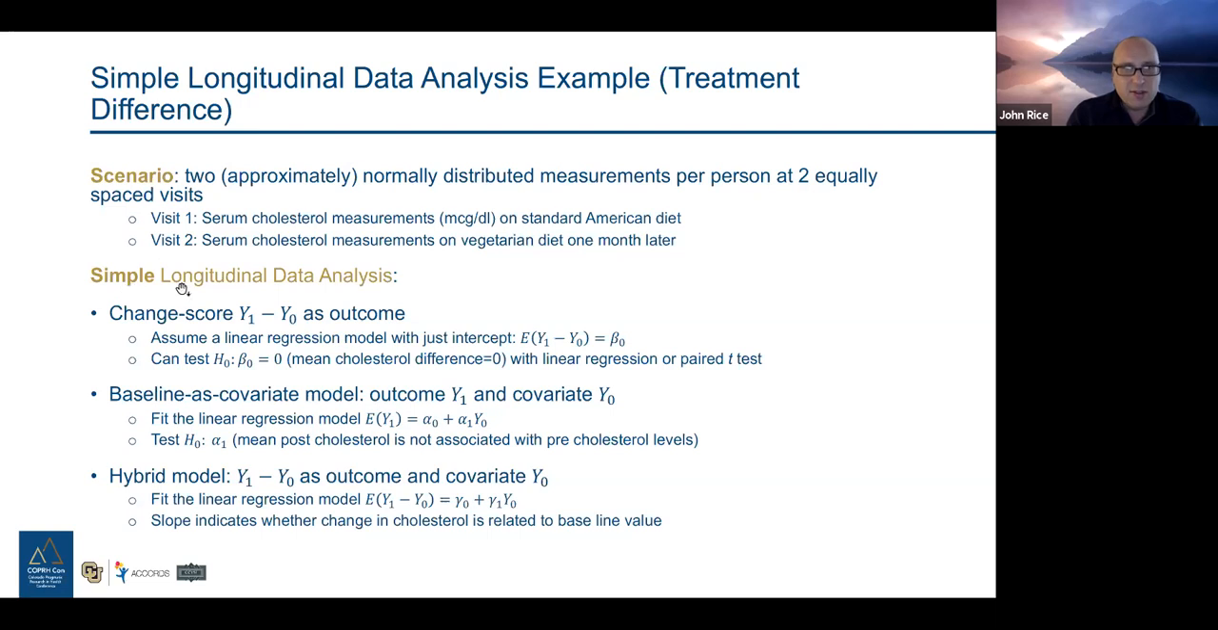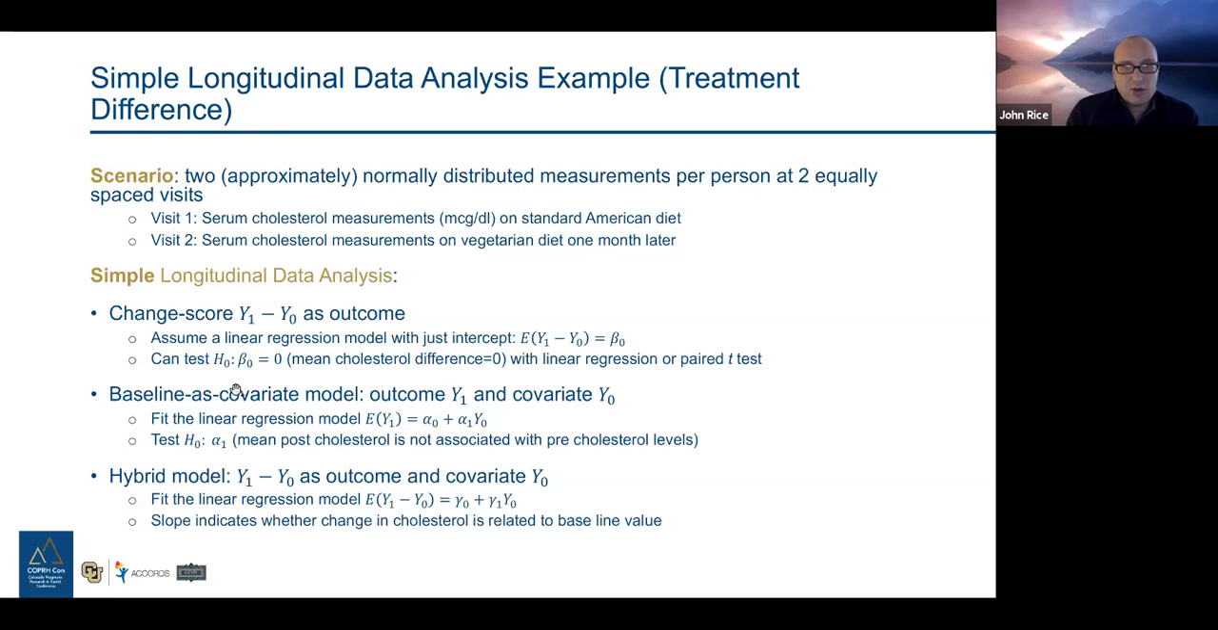So there are a few different things you can do as simple longitudinal analyses. You can look at the change score as your outcome. That's where you take the difference from pre to post. And you can analyze that in a simple linear model with just an intercept, because the intercept is your within-subjects mean change from pre to post. So this would be the mean value of someone's cholesterol on the vegetarian diet minus the mean value on the standard American diet. And then we would be testing the null hypothesis that that change is equal to 0. This would be equivalent to a paired t-test, essentially.